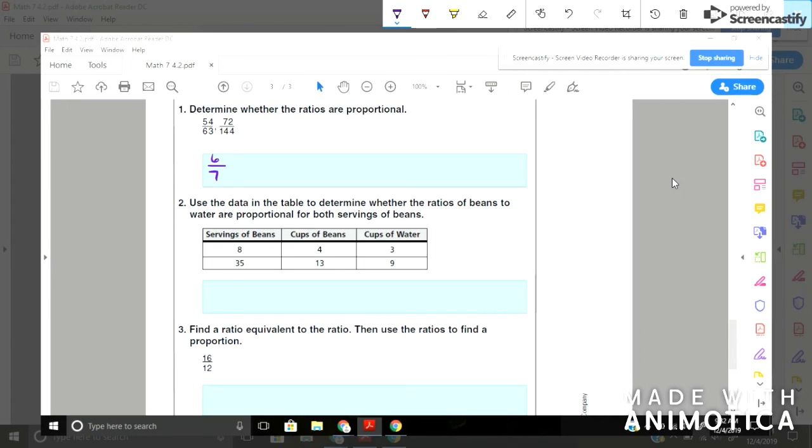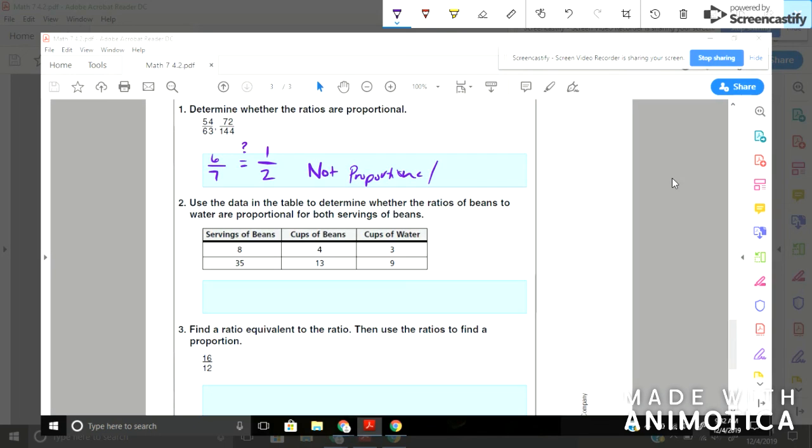And for the second one here, it looks like these are both going to be divisible by 72, since 72 is half of 144. So you could divide by 72 actually. 72 divided by 72 would be 1, and 144 divided by 72 would be 2. So is 6/7 equal to a half? Definitely not. So determine whether they're proportional. They're not proportional.